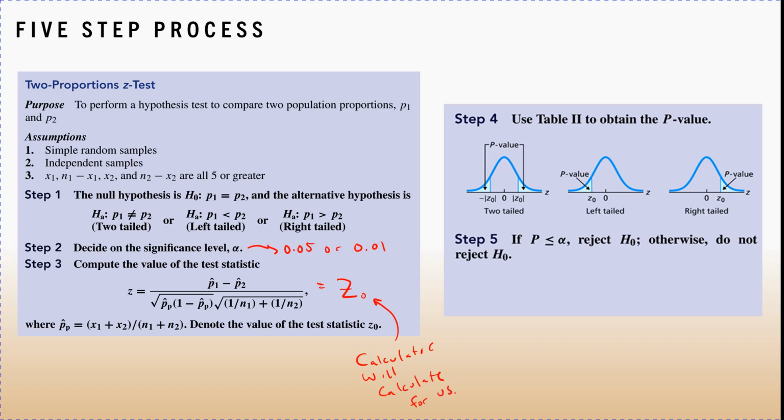Step 4, you're going to do the p-value. Again, the TI calculator will do this for us, and you'll see how quickly this is done when we go in the calculator. And then finally, if the p-value is less than the level of significance, reject the null. Otherwise, if the p-value is greater than the level of significance, we fail to reject the null.